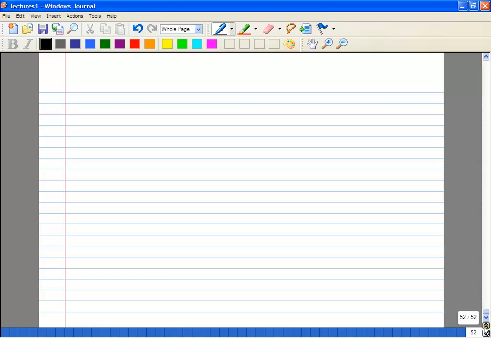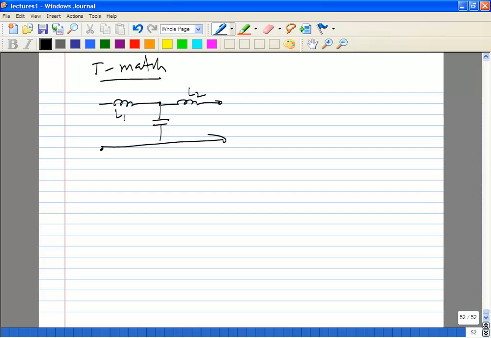So the other kind of match is called a T match, and you'll see why it's called a T match. So it looks like this. You also have three components. So you have L1, L2 and C. You have RP and you have RN.